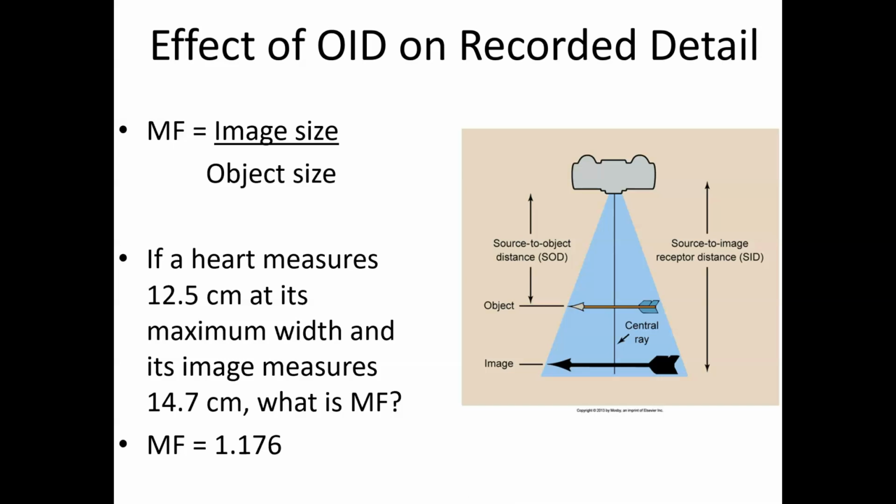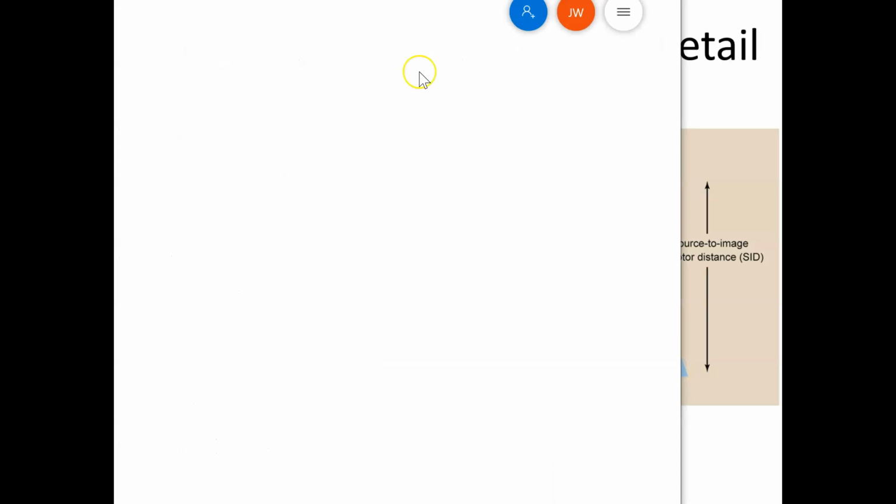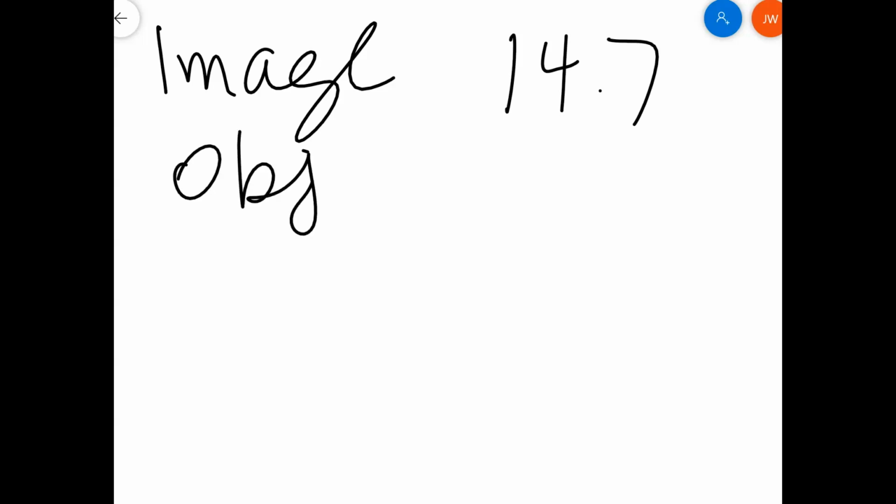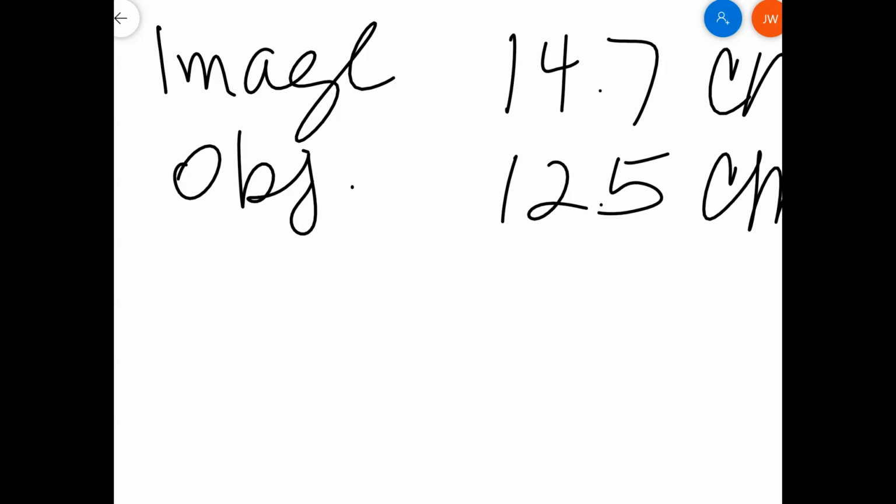And to help us with this, I am going to try out a new tool called Whiteboard. And let me line this up and let's take a look at that problem. Okay, if you remember, the image size was given as 14.7. The object itself, the heart, was 12.5. And that's in centimeters.